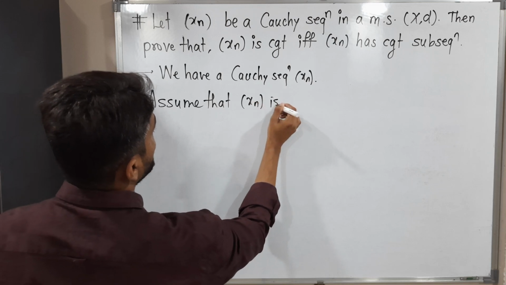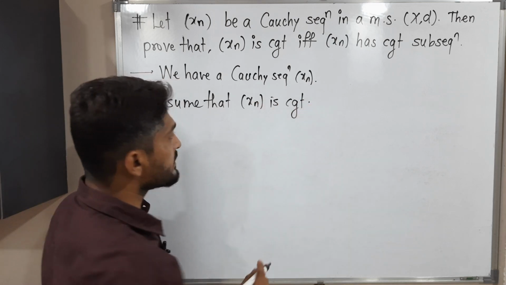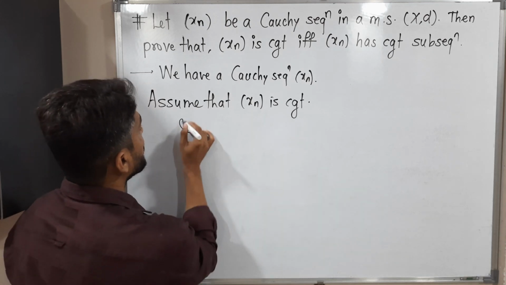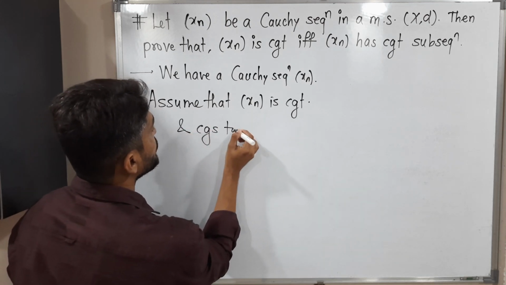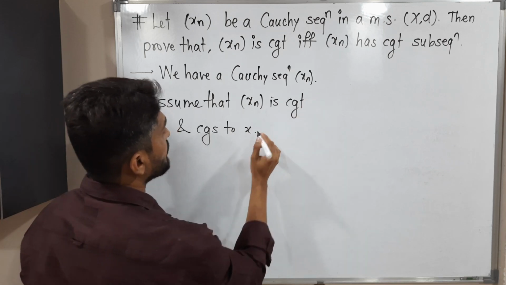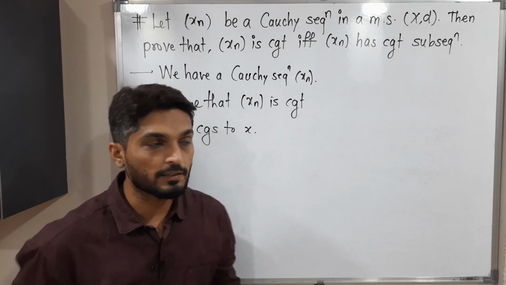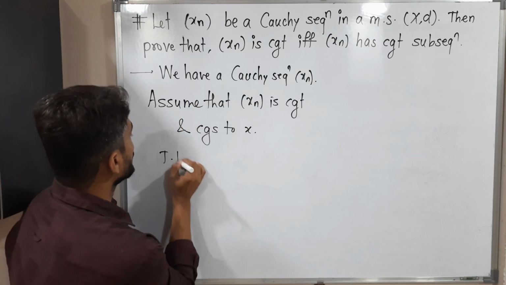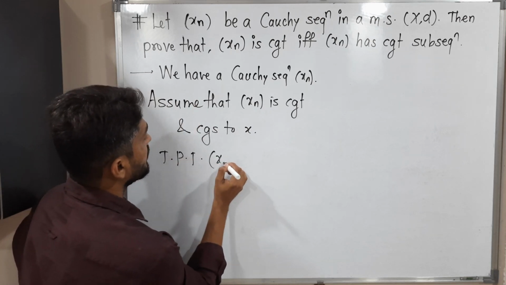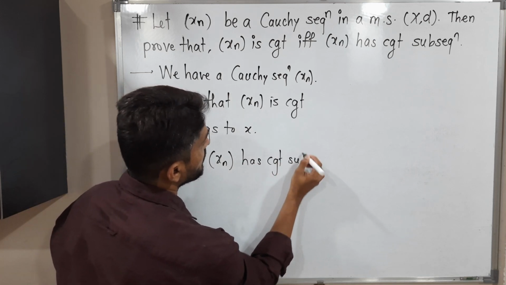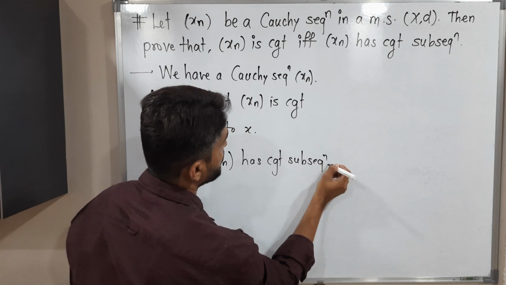Xn is convergent. So if any sequence is convergent, it converges to some point, and it converges to X. So this is the given information, right? And what we have to prove? We have to prove that Xn has a convergent subsequence. Okay, this thing we have to prove.